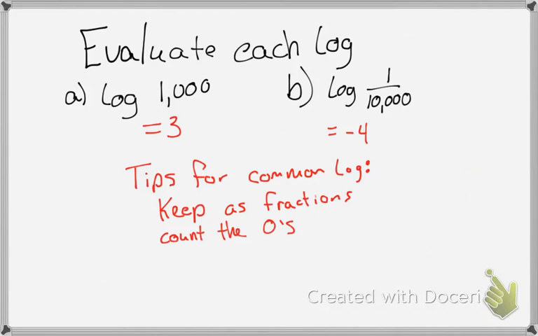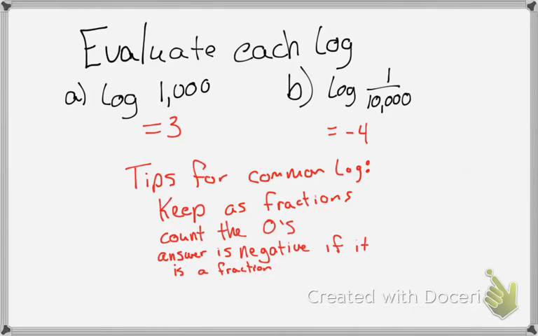Second thing, count the zeros. On example A, where I had log of 1,000, I had 3 zeros. The answer's 3. On part B, I had log of 1 over 10,000. I had 4 zeros. But here's the catch: the answer is negative if it's still a fraction. Okay, pretty easy when working with the common log.